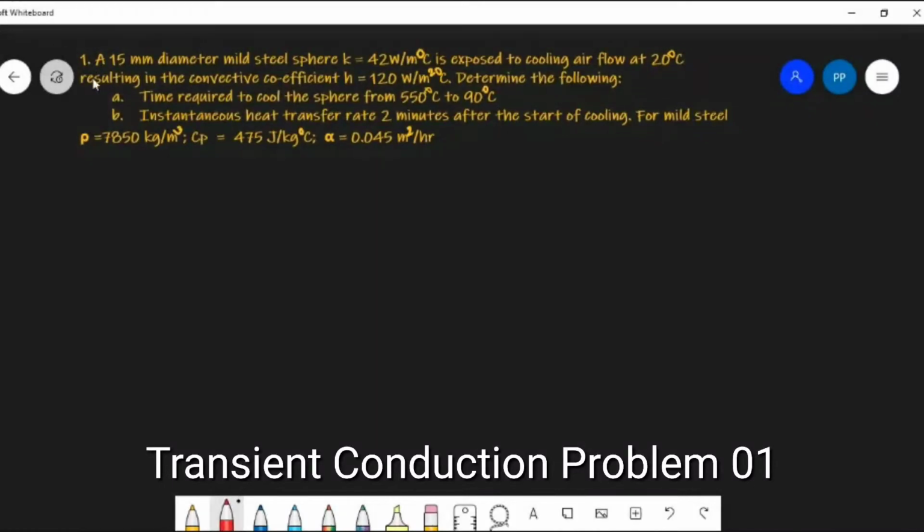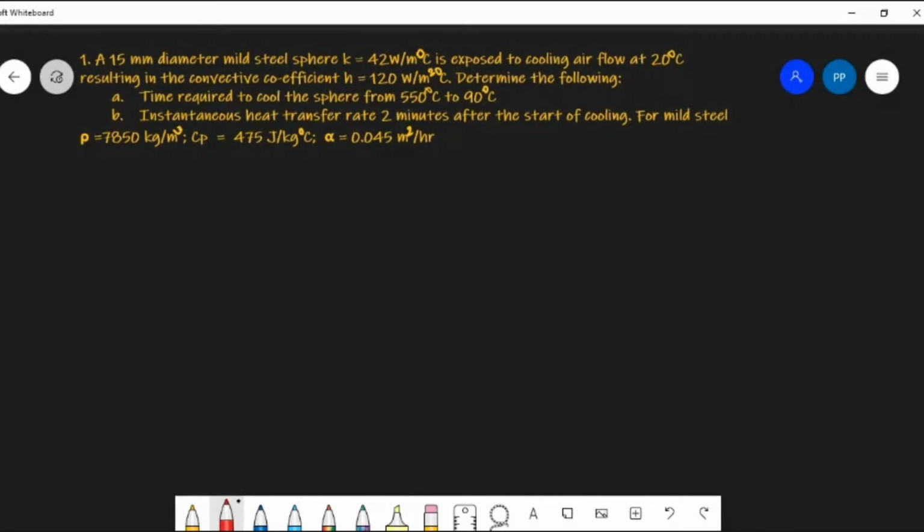So the problem states that a 15 millimeter diameter mild steel sphere, K equals 45 watt per meter degree Celsius, is exposed to cooling airflow at 20 degrees Celsius, resulting in a convective heat transfer coefficient H equals 120 watt per meter square degree Celsius. Determine the following. A. Time required to cool the sphere from 550 degrees Celsius to 90 degrees Celsius. B. Instantaneous heat transfer rate 2 minutes after the start of cooling.